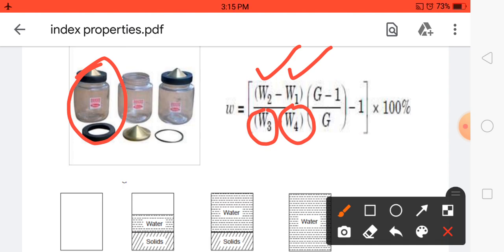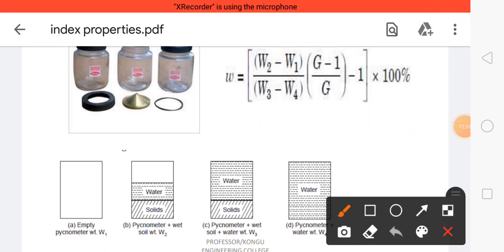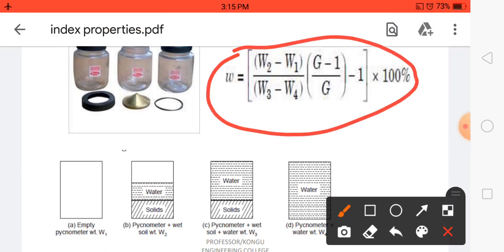Clear? But there is one condition here. If you want to determine the water content by using a pycnometer, then the specific gravity of that soil should be known. The G value of that soil should be known. Then only it is possible to determine water content using the pycnometer method. Using this equation, we can calculate water content: W2 minus W1 divided by W3 minus W4, into G minus 1 divided by G. Clear?